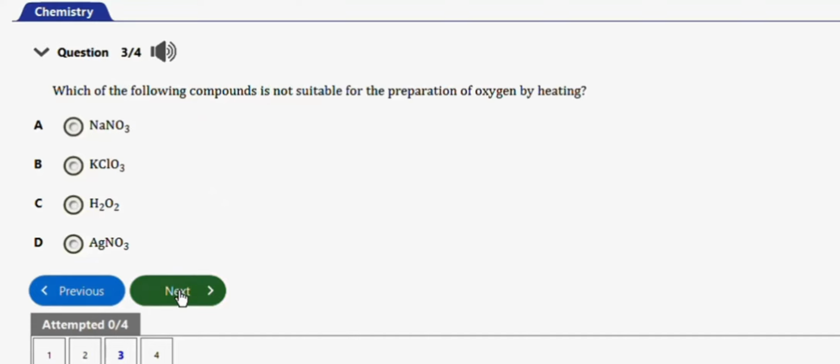The next question says, which of the following compounds is not suitable for the preparation of oxygen by heating? We have option A to be sodium nitrate, we have option B to be this, option C to be this, hydrogen peroxide, option D to be silver nitrate. So the right answer is option D, silver nitrate. Okay, very important. The next question will be this one.